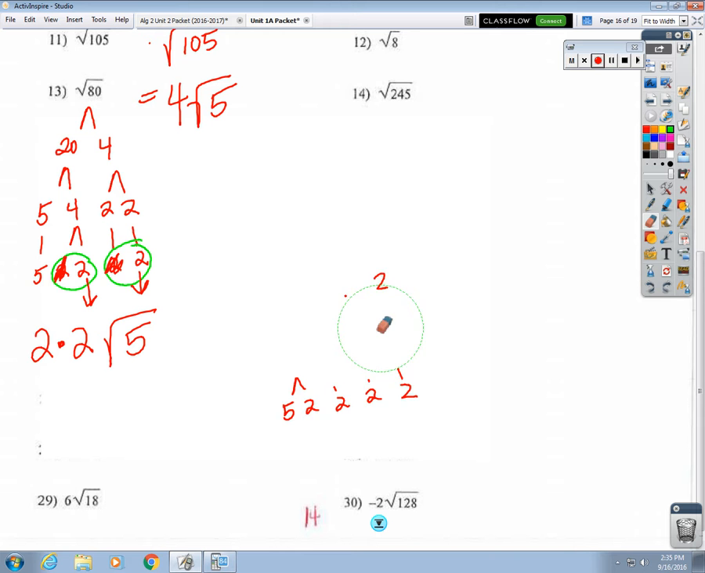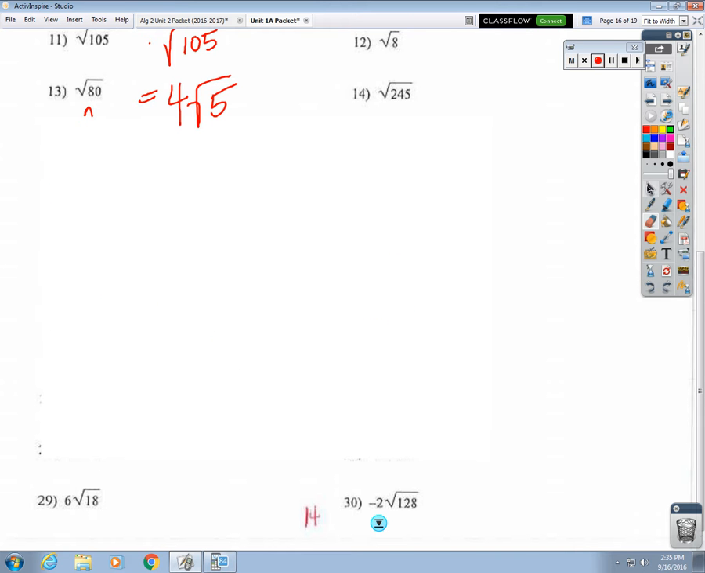Okay, number 15. Shh. Number 15. We're almost done. Well, we're not doing the evens. We're just doing the odds. You're doing some for homework. I'm almost done. Okay, number 15.